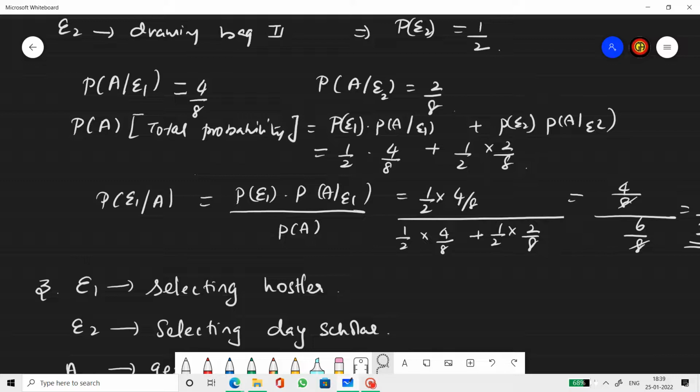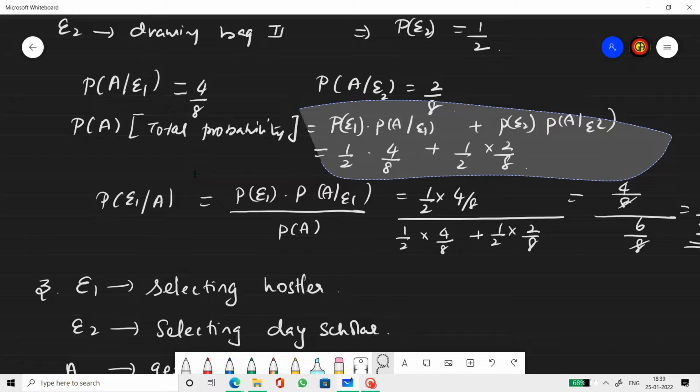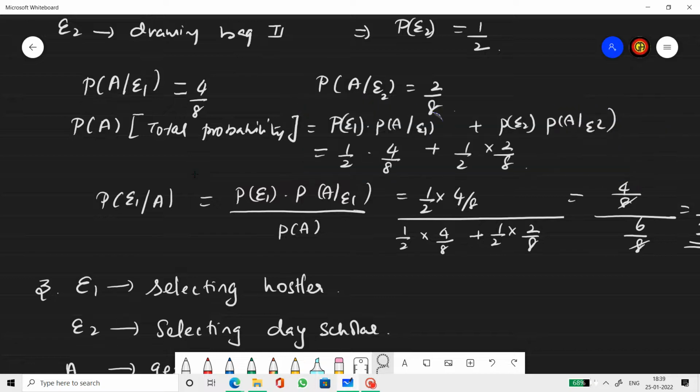Probability of drawing a red ball from bag 1 is this. So out of total probability, this case is drawing a red ball from bag 1, which will be the numerator, and the denominator is the total probability. So P of E1 given A is P of E1 into P of A given E1 by the total probability. Then you substitute the concerned values.